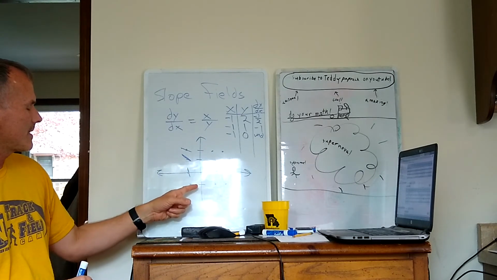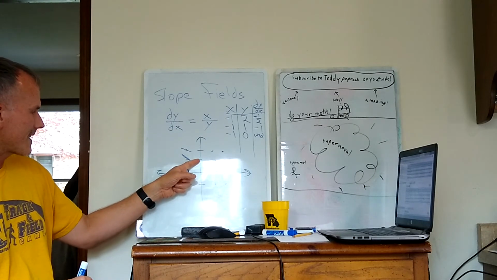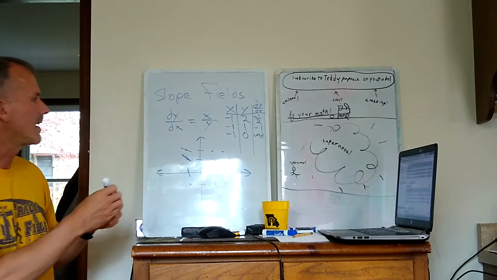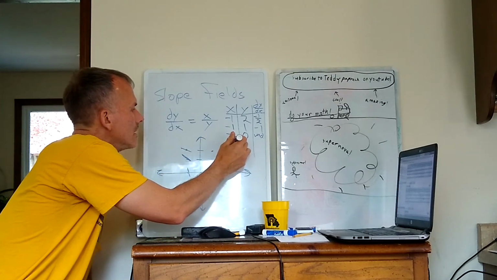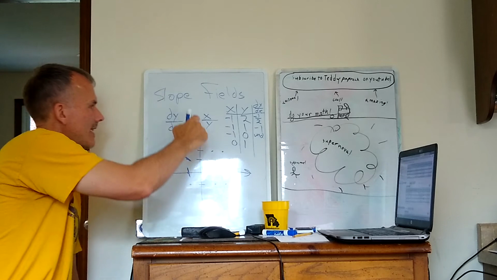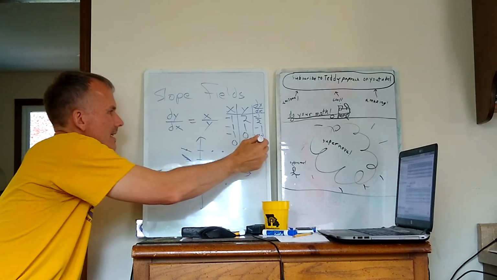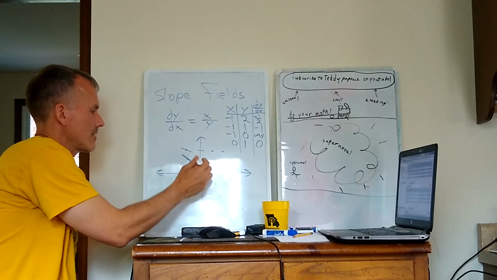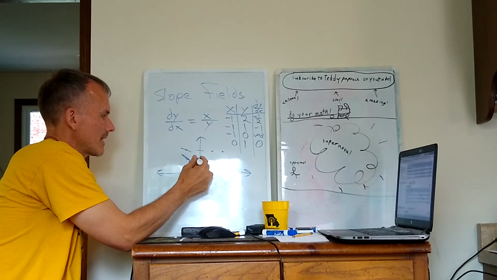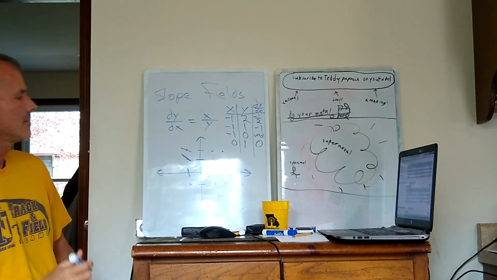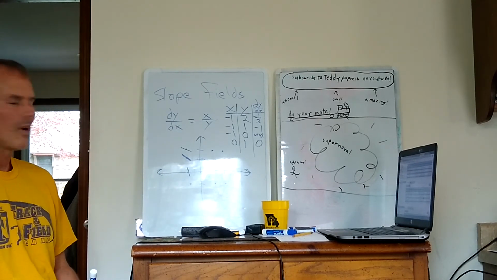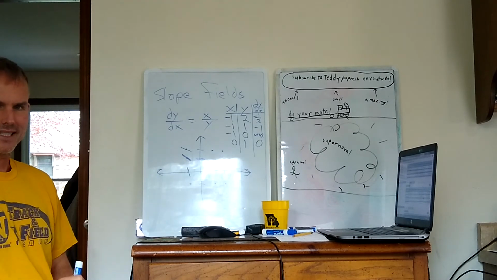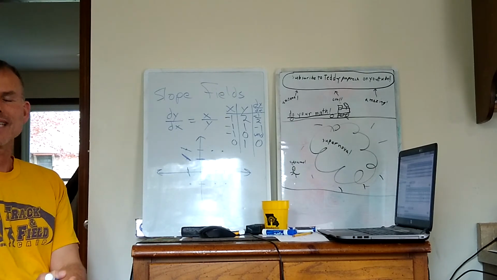I can come maybe right here. I'm at the point 0, 1. Okay, so now x is 0, y is 1, so my value of dy by dx is 0, and my slope segment will go straight across like this.